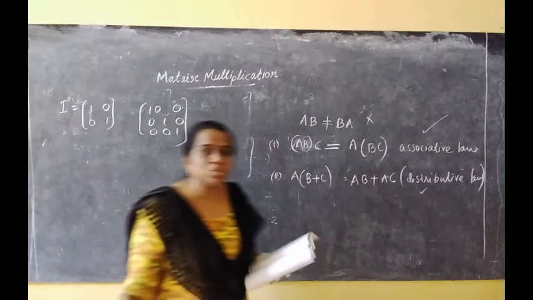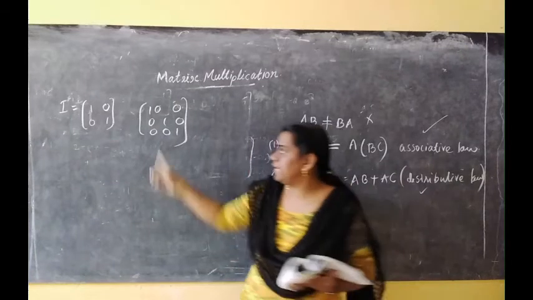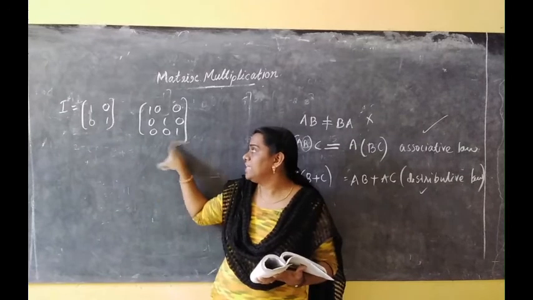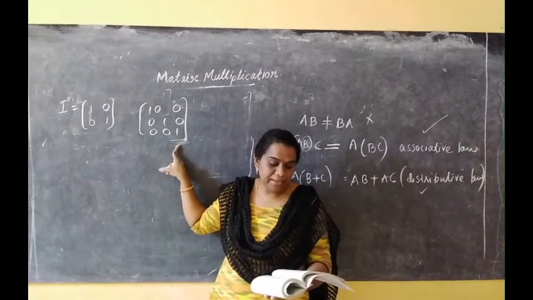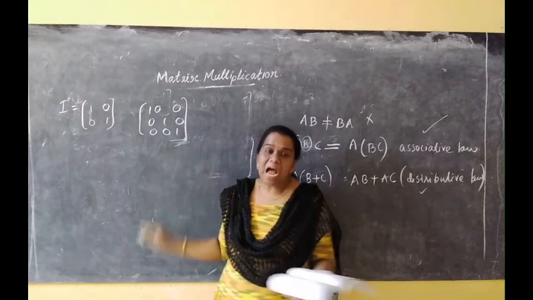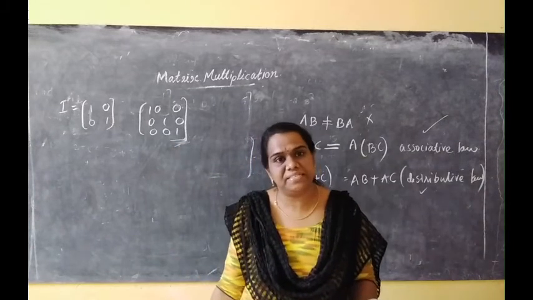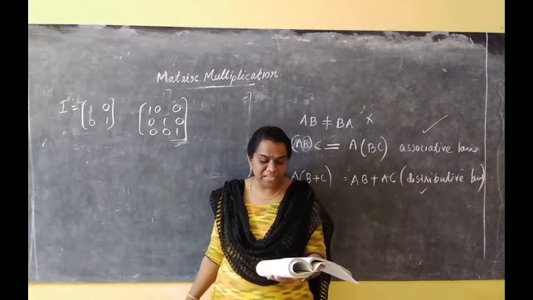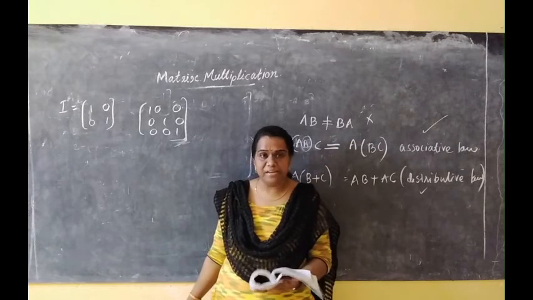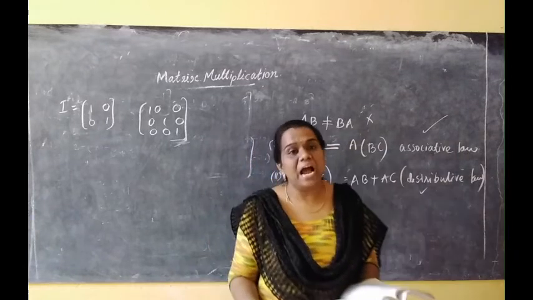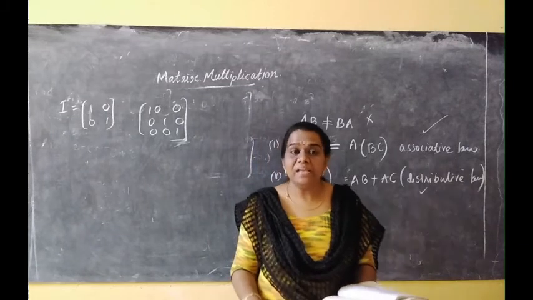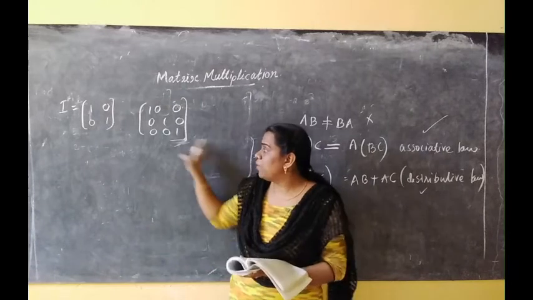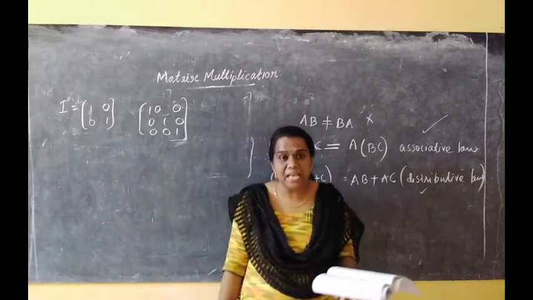In types of matrices, we have seen these types of matrix. This is the identity matrix of order 2, and here is the identity matrix of order 3. You know that the identity matrix is a square matrix. Only square matrices have an identity matrix, because the identity matrix itself is a square matrix.